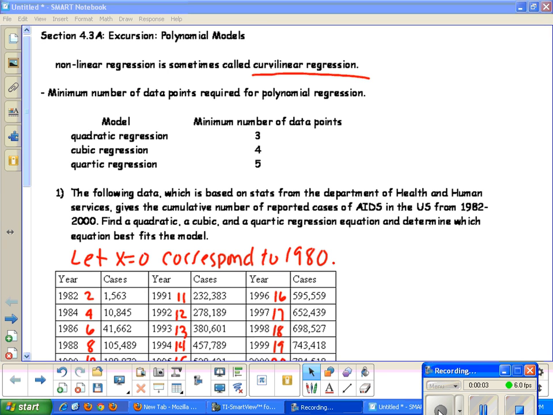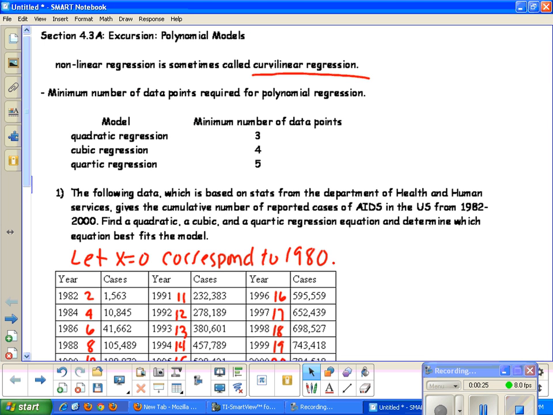Section 4.3a, excursion polynomial models. Nonlinear regression is sometimes called curvilinear regression. The minimum number of data points required for a polynomial regression depends on the model you're trying to look at. Quadratic, you have to have at least 3, cubic 4, and quartic 5. And of course, if we were really doing some good data, you'd want to have a lot more than that.